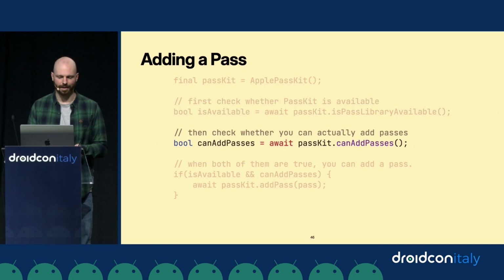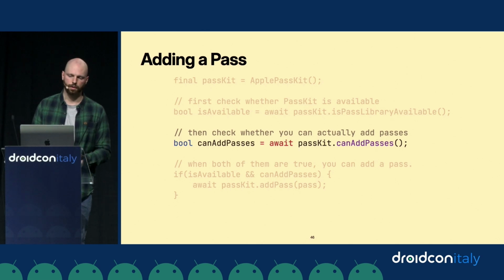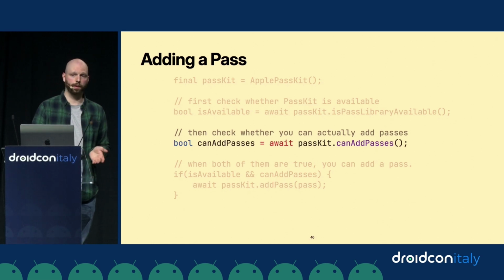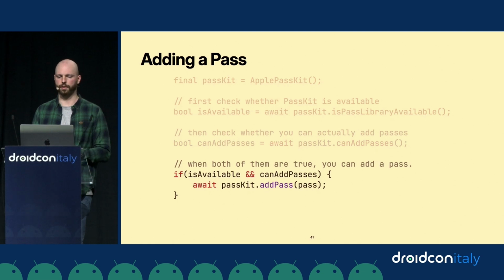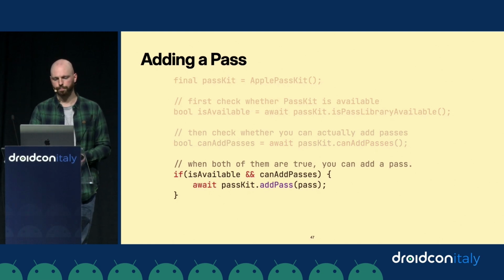Then you again have to check whether you can actually add passes. This is due to parental control features or mobile device management on company phones. Those two things can restrict access to Apple Wallet, which means you can't add it to the Apple Wallet. When both of those things are true, we can actually, finally add the pass to the user's wallet.